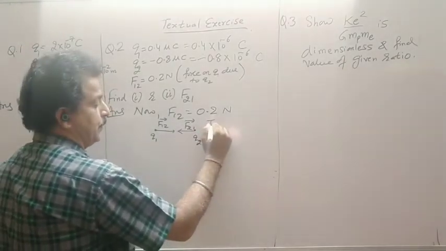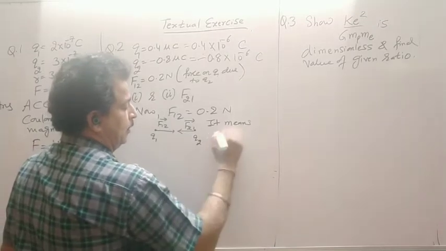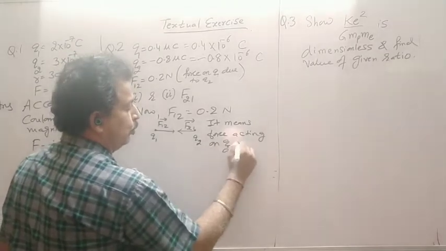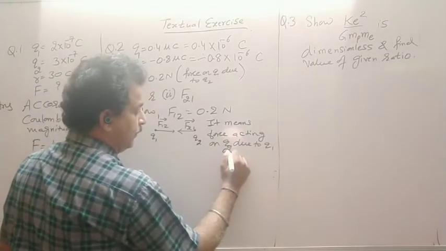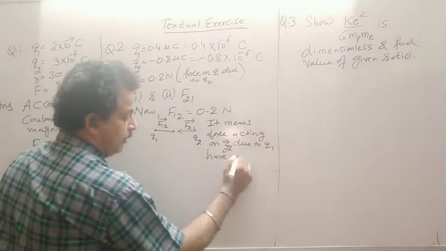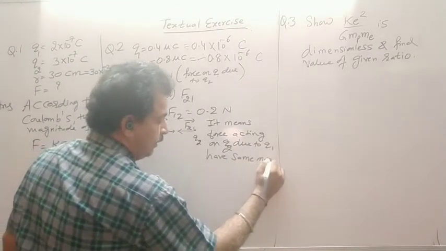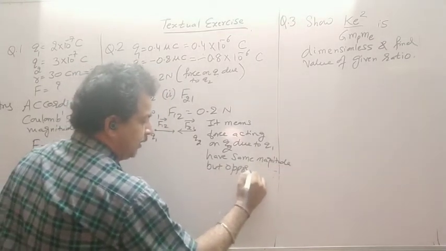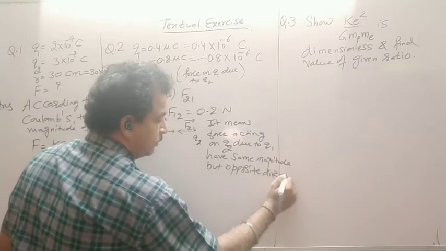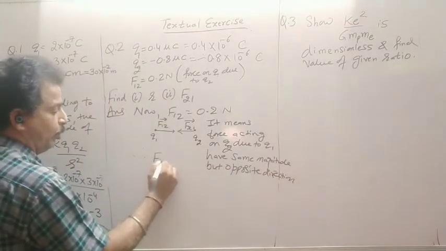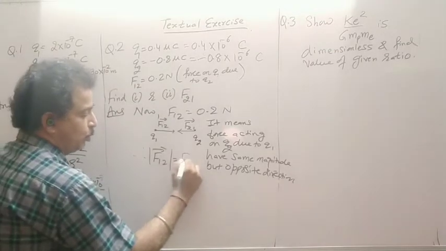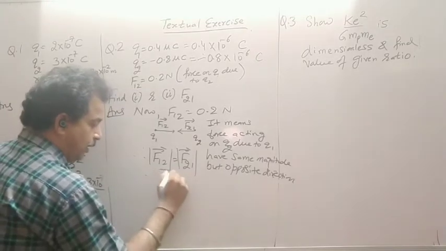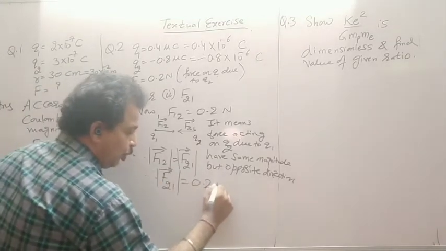It means the force acting on Q2 due to Q1 has the same magnitude but opposite direction. Therefore, mod of F12 is equal to mod of F21. Therefore, F21 mod is 0.2 Newton only.